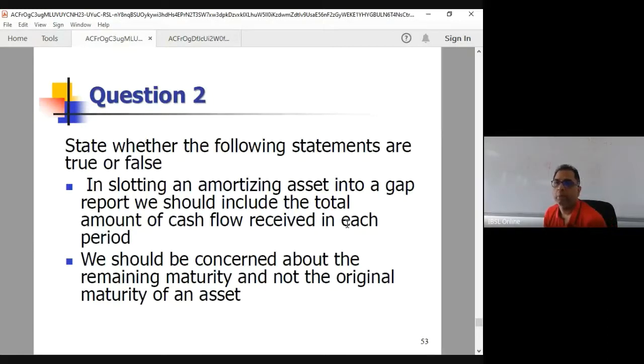The statements below, whether the following are true or false. In slotting an amortizing asset into a gap report, we should include the total amount of cash flows received in each period. Second one, we should be concerned about the remaining maturity and not the original maturity of the deal. Are these statements true? In slotting an amortizing asset into a gap report, we should include the total amount of cash flow received in each period. Is that correct?